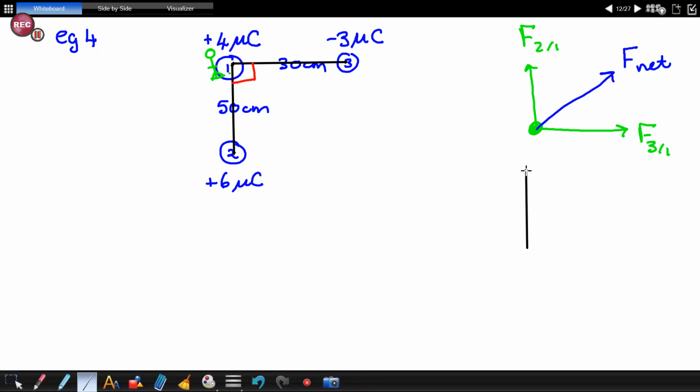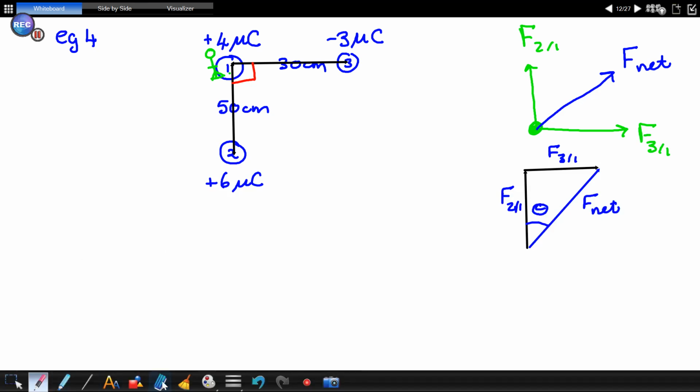That is what the direction of it will be. So if you add the vectors head to tail, the resultant will be that one. So this is F2 on 1, that is F3 on 1, and this is F net. So obviously there'll be some other angle that you'll have to calculate.